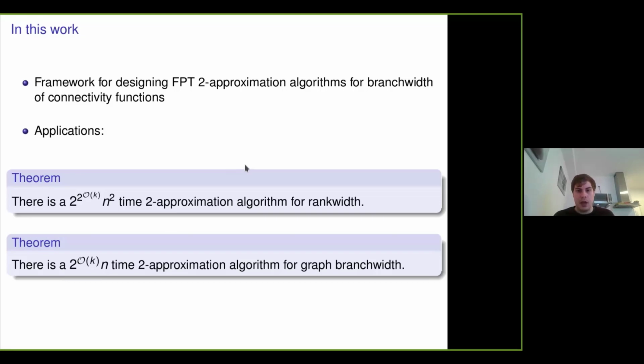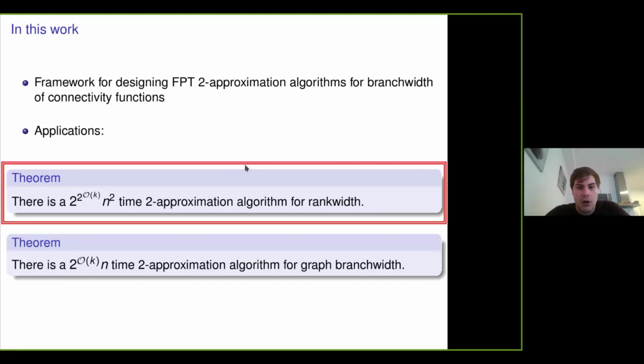Both of these results improve on known results, but the algorithm for rank width is, I think, more important. So let me tell you next some background about why rank width is important.